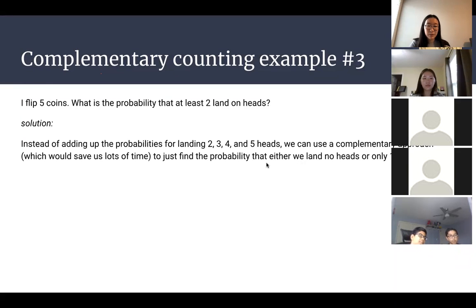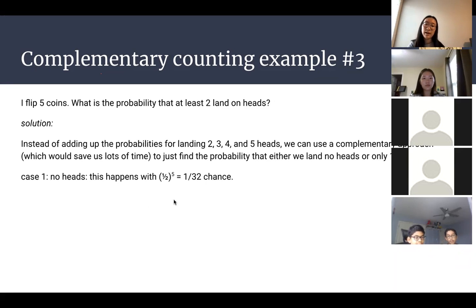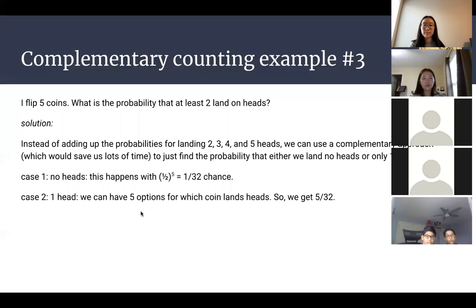Instead of adding up the probabilities for getting 2, 3, 4, 5 heads, we're just going to use the complementary way. So no heads, that's going to happen, okay, so calculating no heads, that's going to be a 1 out of 32 chance.